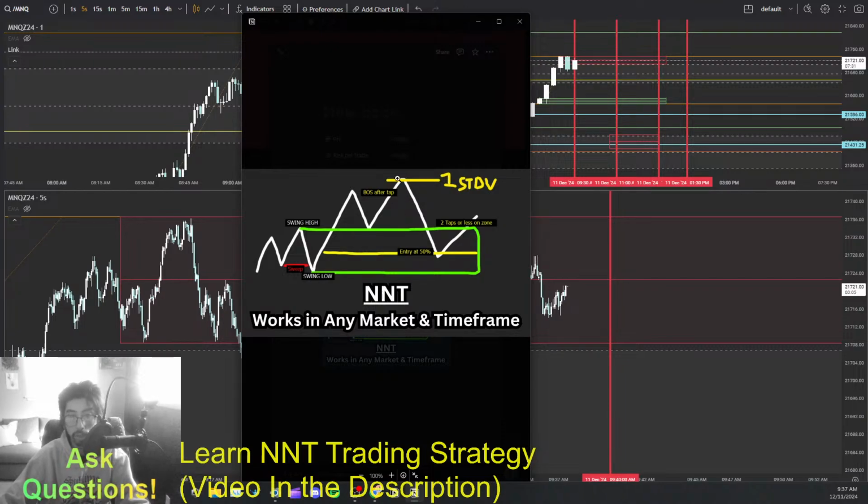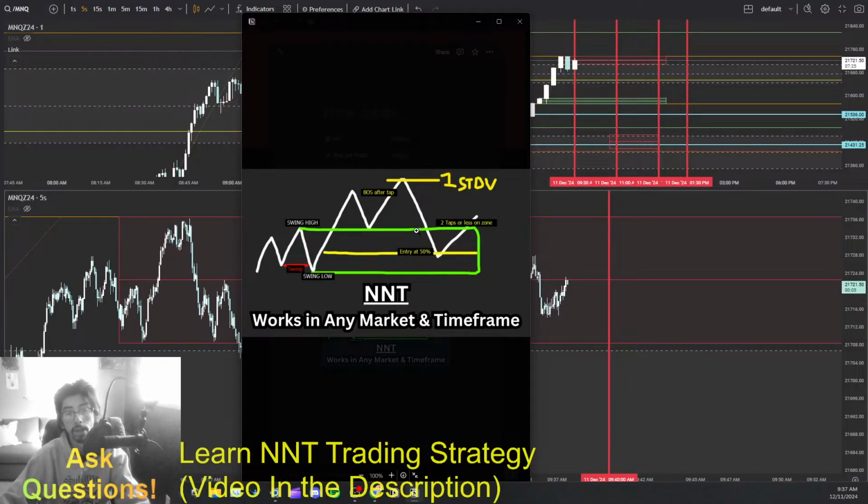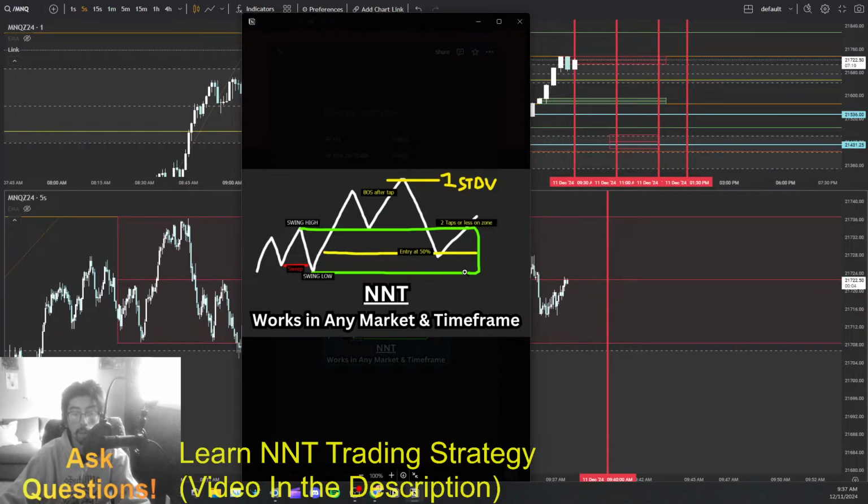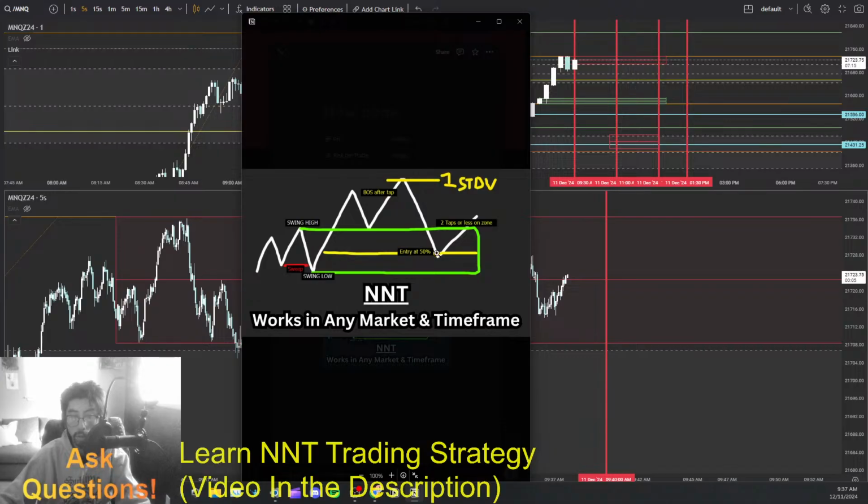Then we want price to reach 1 SCDV, meaning 100% away from the zone. So just two squares stacked on top of each other. And then we have our entry at 50%. We put our take profit in the line above, our stop 1 tick below. If we get more than 2 taps on the zone, we take our order off. If we get 2 taps or less, we keep our order on. So let me show you a real life example.